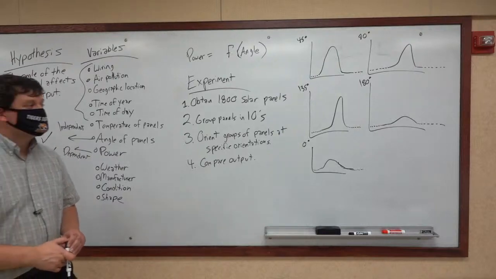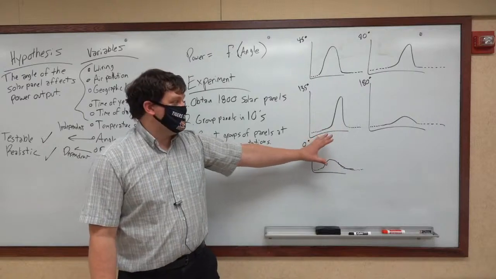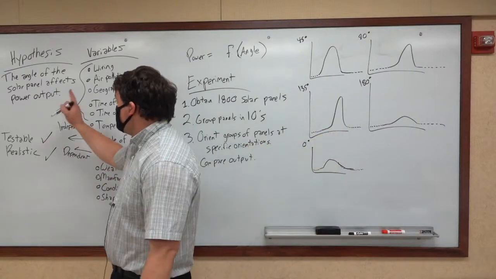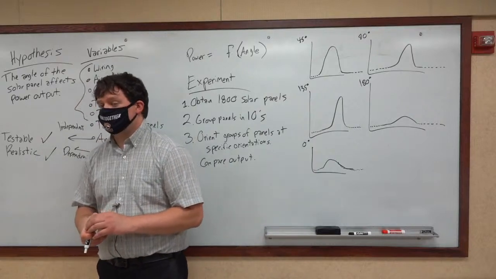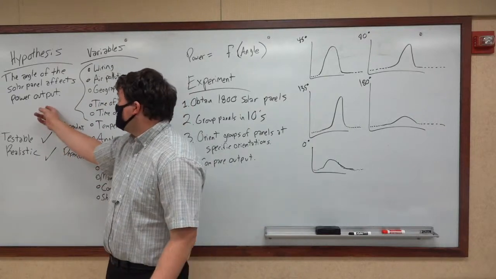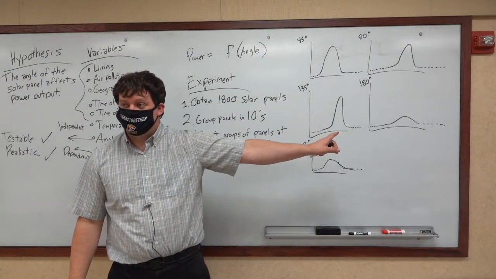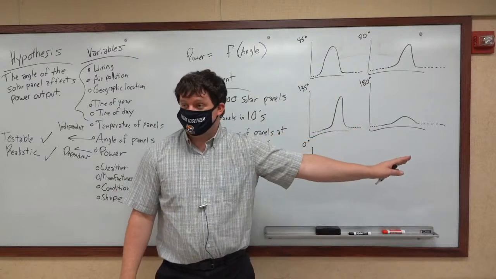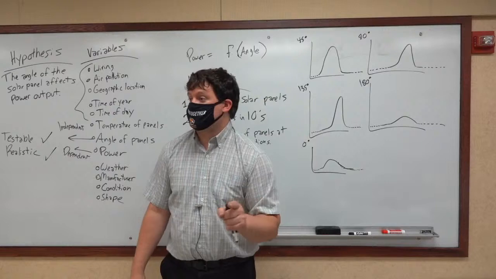So this is the data that we have now available to us. Can we say that this hypothesis is true or false? True. It's true because we're able to show that just by changing one variable, these graphs are all different. They should all be the same if the angle doesn't matter.